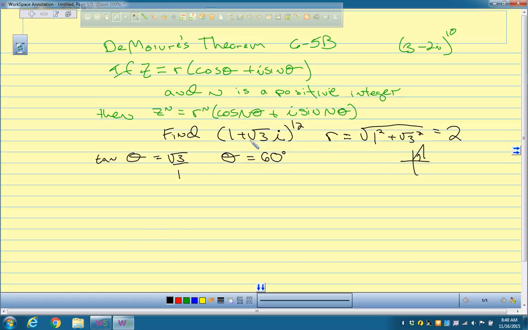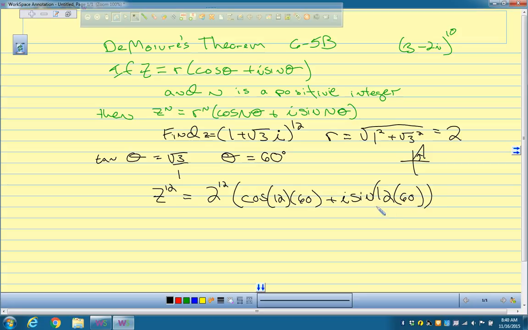So now I'm just going to use De Moivre's theorem. If this is z, we'll call this z. So z to the 12th power is going to be 2 to the 12th power times the cosine of 12 times 60, right? Plus i sine of 12 times 60, okay?